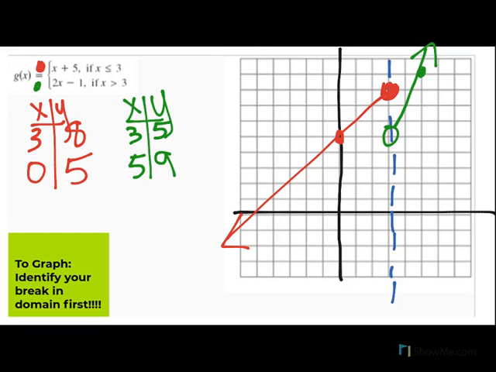All right, so I identified my break, and my domain is at 3, so I drew my dotted line here at 3. And then for my red line, I used the first equation there, the first part of my piecewise function. I plugged in values that are less than or equal to 3, so 3 and 0, and plotted those points. For my second equation, I did the same.